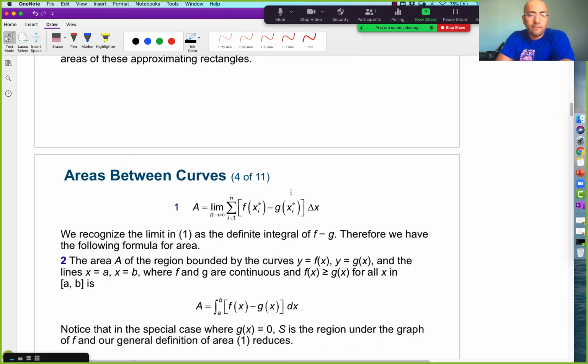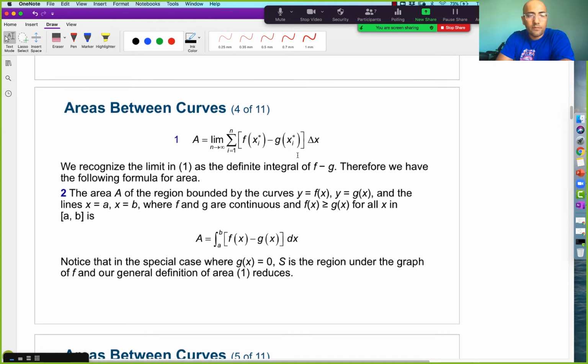Well, once we find a specific value of n, this is a constant. But then it does get affected by this limit, right? Because as n goes to infinity, the delta x's get smaller and smaller. Good. Well, that is just exactly our definition for integrals.